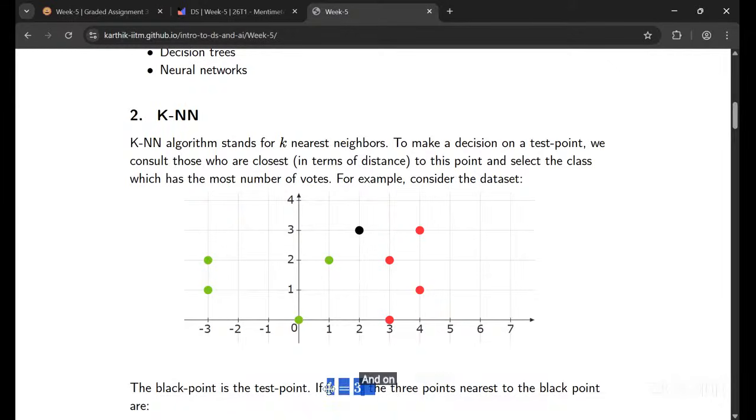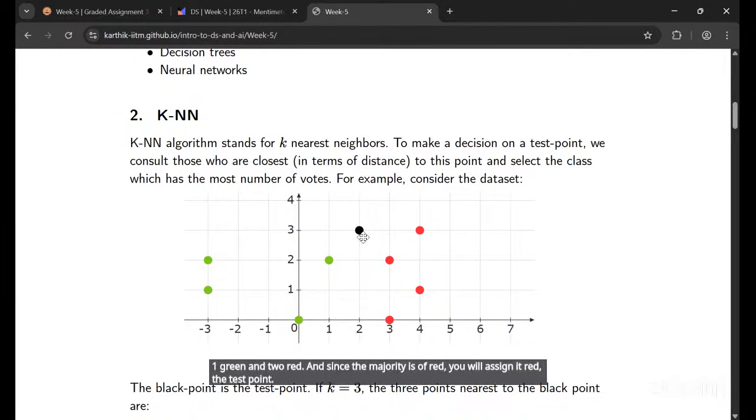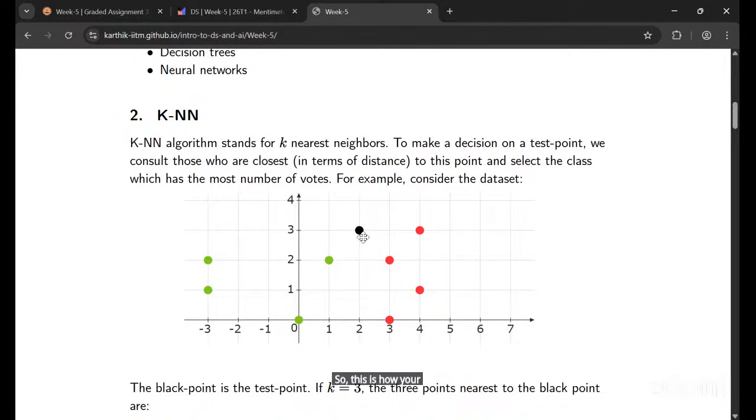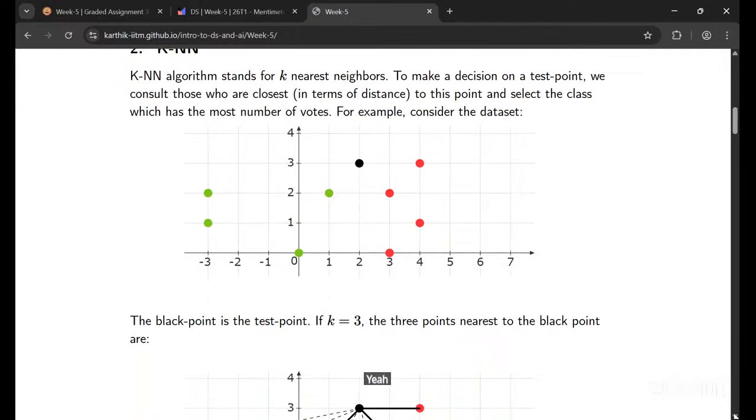And on the basis of the k, here k is 3. So these are the 3 closest points, 1 green and 2 red. And since the majority is red, you will assign the test point red. So this is how your simple KNN works. Black is denoted as the test point. Yeah, but another red point is also in the 3.